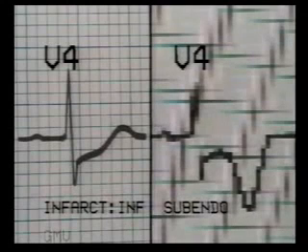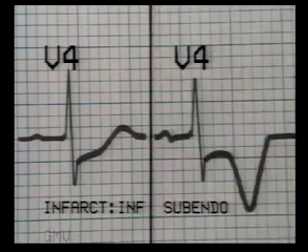In the middle leads, ST segment depression with flat or upright T wave is usually due to inferior wall infarct with reciprocal changes, while ST segment depression with deeply inverted T wave is due to subendocardial infarct.